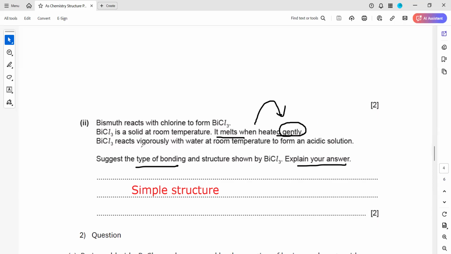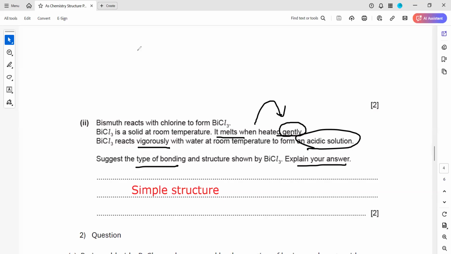Then it reacts vigorously with water at room temperature to form an acidic solution. So it means it is breaking down the water. So which type of compounds have a tendency to break down the water? Ionic? If it was ionic, then it will dissociate into ions. But if the bonding is covalent, then this gives an idea that it will cause hydrolysis, because a covalent compound causes hydrolysis of the water molecule, like breakdown, or the water molecule causes a breakdown of these chlorides.